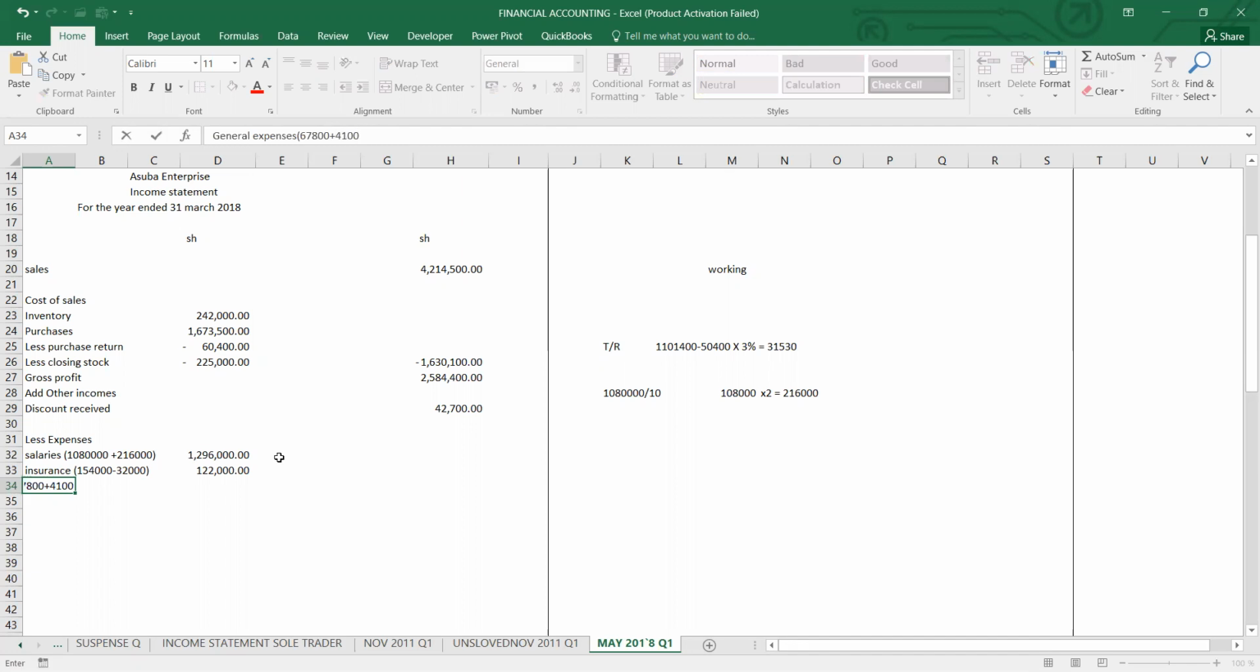Note number 3, we have been told 46,000 had been charged to general expense for the owner's private holidays. What is that? Has been charged to general expense for the owner's private holiday. Yes.